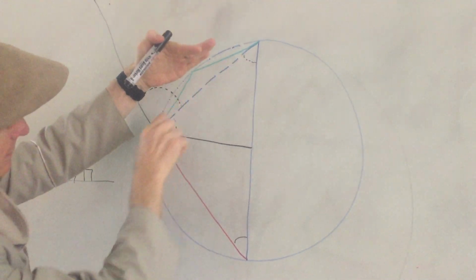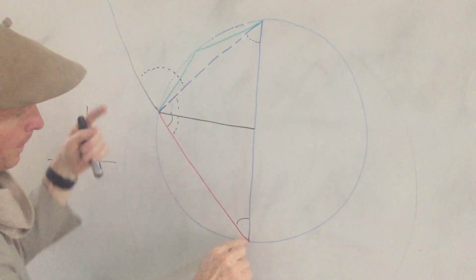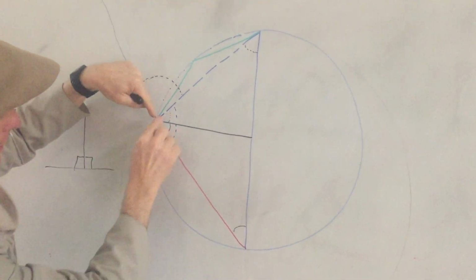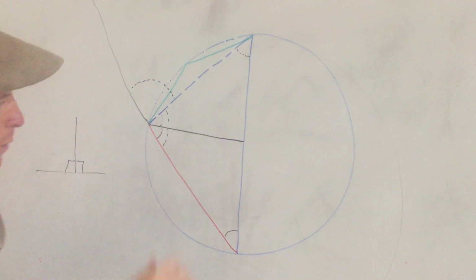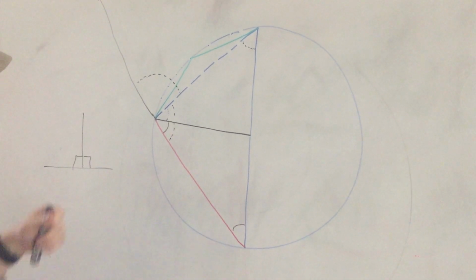And this is the angle in the semicircle. Look at this semicircle. This is the angle in the semicircle. Therefore, we've shown the first thing: the angle in the semicircle is equal to a right angle.